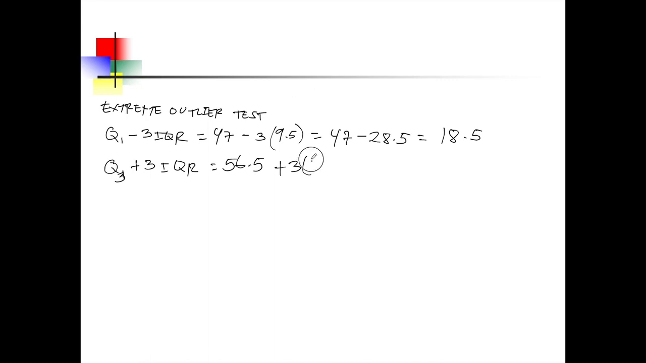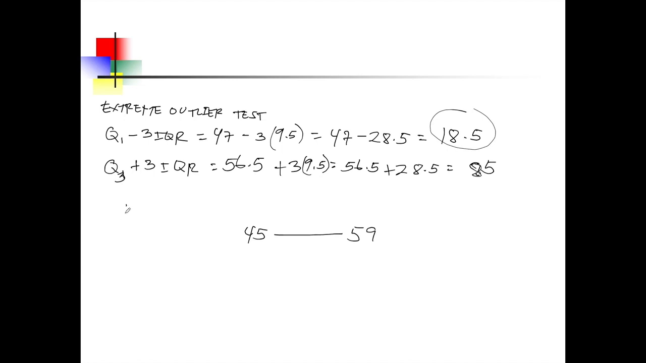Okay, 9.5. Now, 56.5 plus the product of these two, which is 28.5. 56.5 plus 28.5 is actually 85. Now, the same goes with the mild outlier test, assuming that this is our minimum value and our maximum value is 59. Where is 18.5? Therefore, 18.5 is around here. And where is 85? Around here.